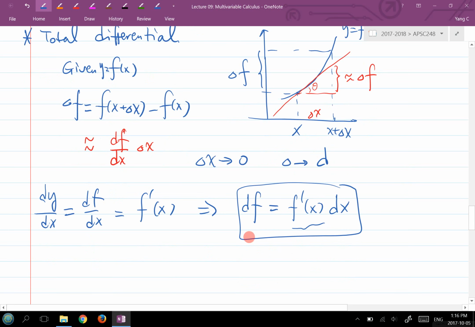Now this df here is called a differential. I mentioned this quite a few times. This is called a differential, an infinitesimally small quantity.